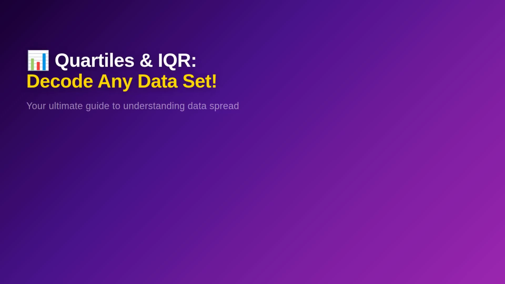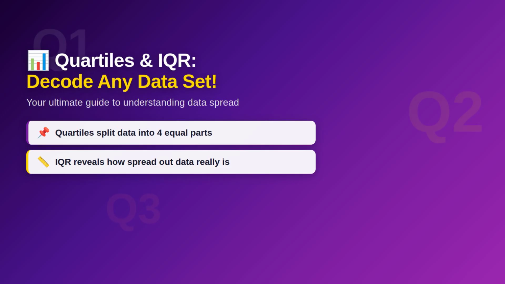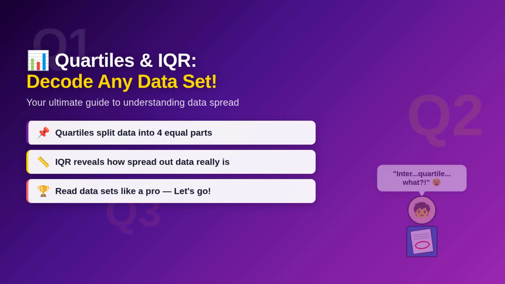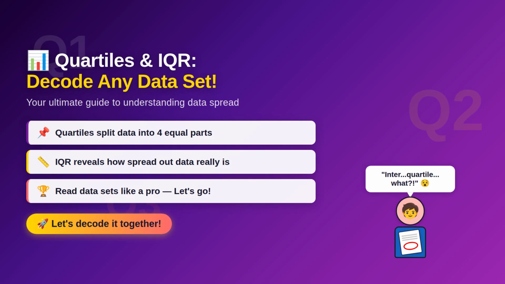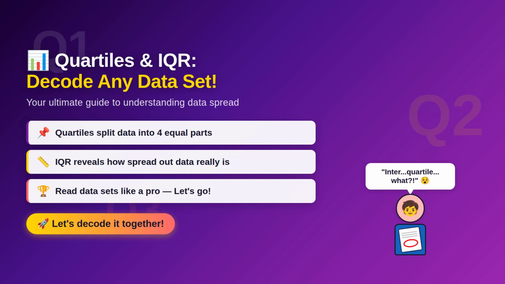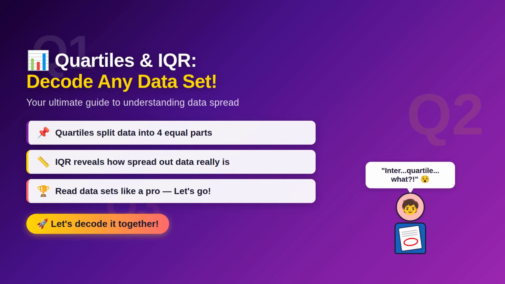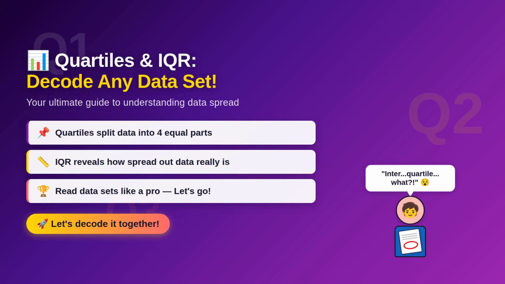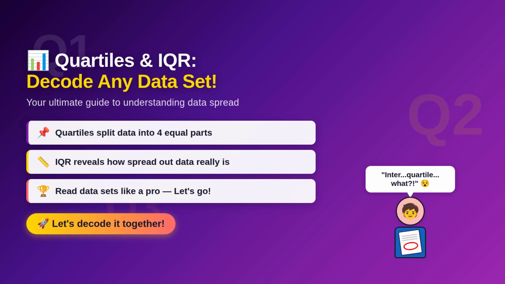Meet Marcus. He just got his statistics homework back, and there's a big red circle around the words Interquartile Range. He has no idea what that means, and honestly, it sounds kind of scary. But here's the thing. Quartiles and IQR are actually one of the coolest tools in all of math. They tell you how spread out your data really is. By the end of this video, Marcus and you will be reading datasets like a pro.